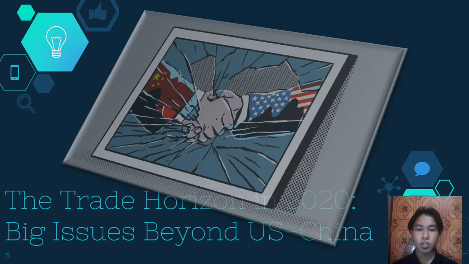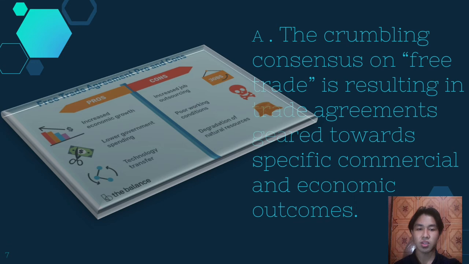The trade horizon in 2020, big issues beyond US and China. The world of international trade is unlikely to be any less turbulent in 2020 than it was in 2019. The US and China trade war will understandably garner the most headlines. But here is a quick tour of three other important trade themes we can expect to see play out over the course of the year.